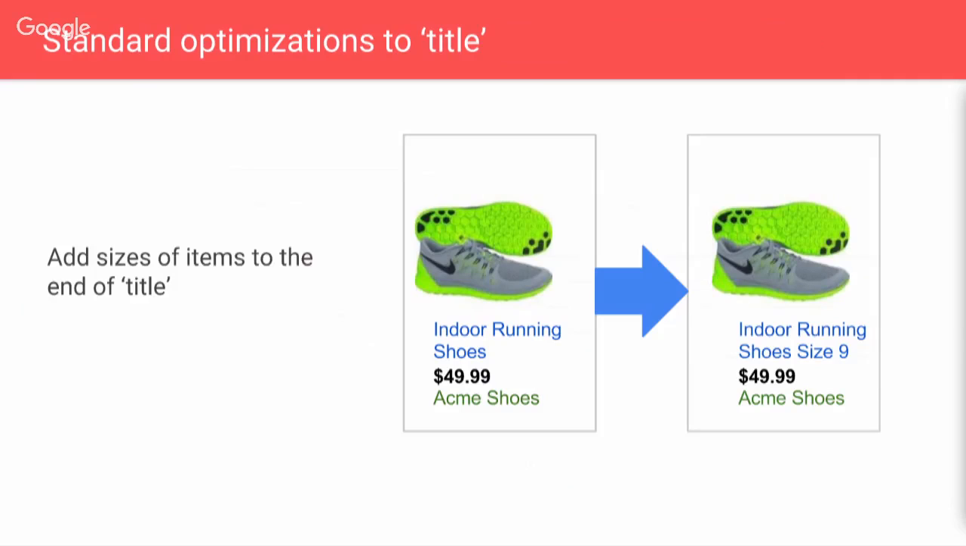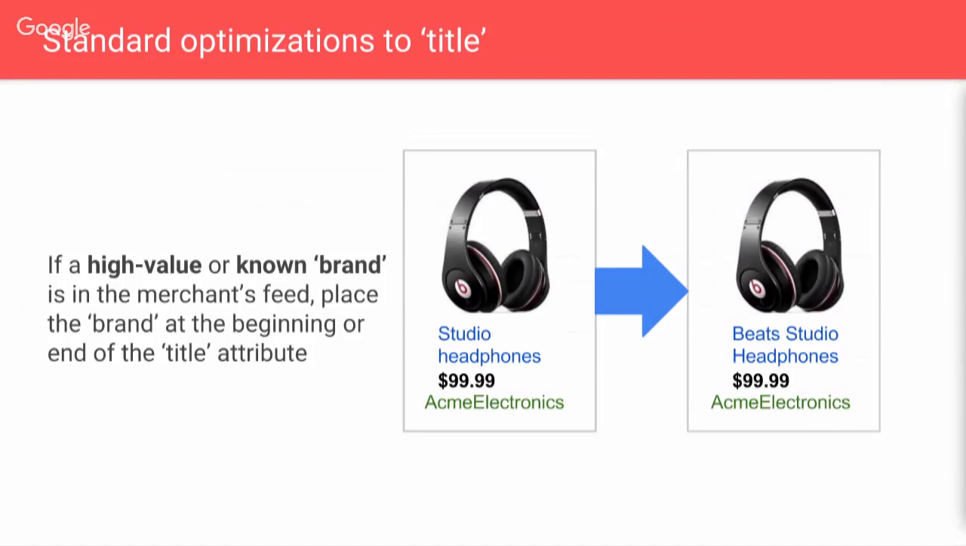What we don't want to do here is exclude the size, because then we're going to get people clicking on it, and if you don't have a size 7 or size 8 or whatever size we actually are, then that click is going to be wasted. So we want to make sure we put those attributes like size in the title.